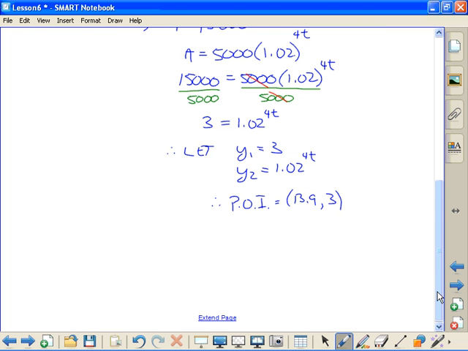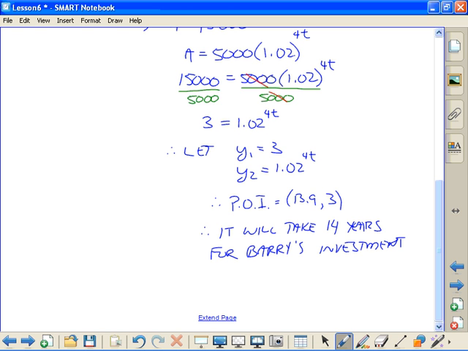So that would mean that it will take 14 years for Barry's investment to triple. I'm going to go with 14 because for 13.9 you're probably going to leave it for the full year anyway, so it's just as easy to say 14 years, it's going to triple.